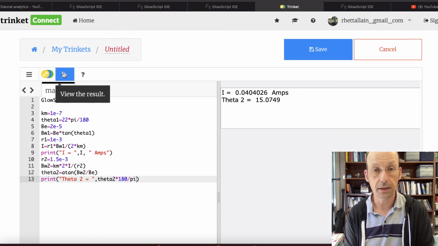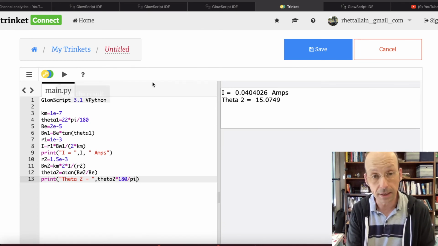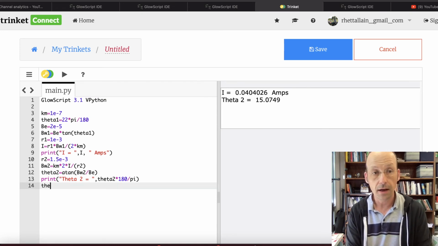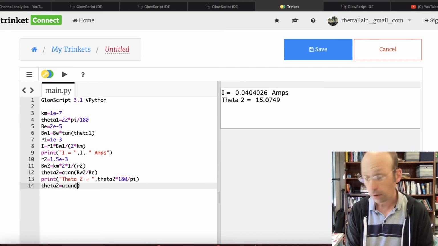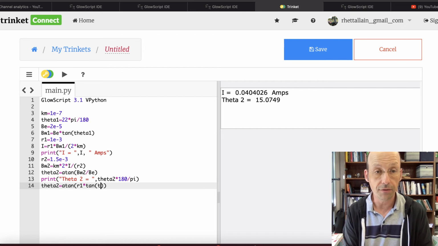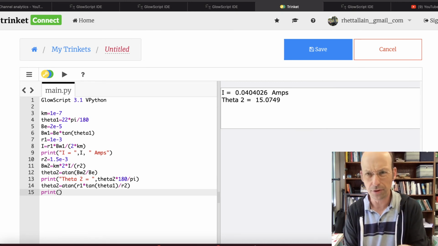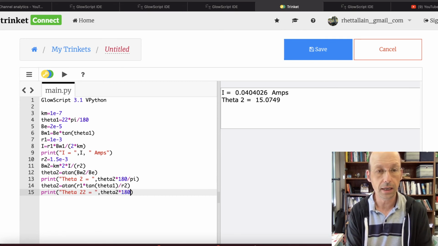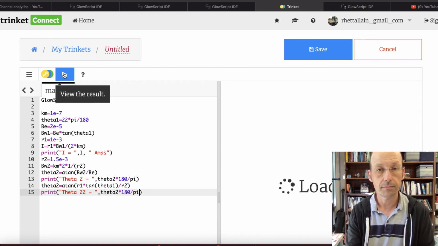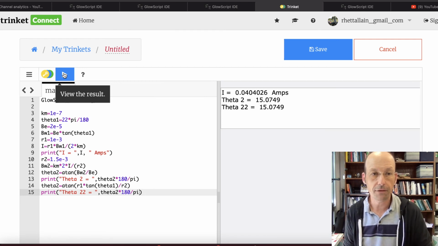I'm going to calculate one more way in just a second. So I get 15 degrees. So it's a less deflection because I'm further away. It's less than 22. That makes sense. Now here's the second way I calculated that. Theta 2 equals arctangent of R1 times tangent of theta 1 divided by R2. And let's print that one. I can rename that variable. You don't have to make a new variable. I'll just change it. So theta 2 2 equals theta 2 times 180 divided by pi, and let's run that. Same thing. Okay, so there's your quiz, magnetic field due to wires.